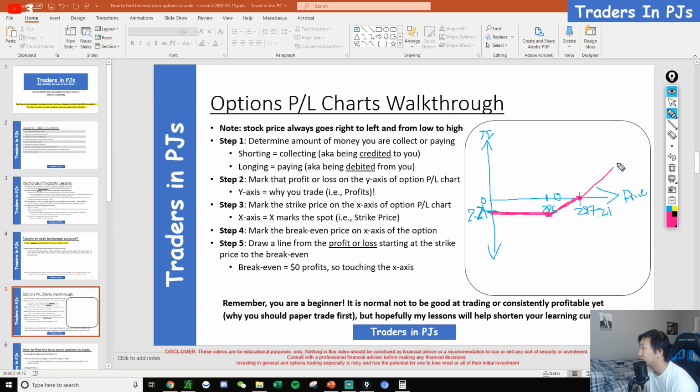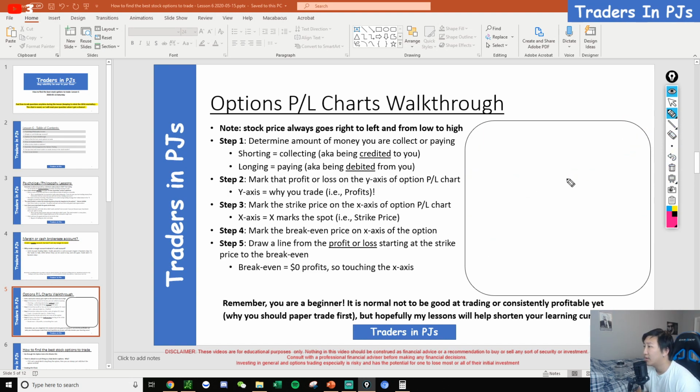And so you just draw a line here, and if this is 288.21, then you make $1. Just so you know, this is a dotted line just to show that it's a $1 profit. But the line keeps going into infinity, because the stock price can technically go to infinity, and you can make infinite profit. So this is a call option.